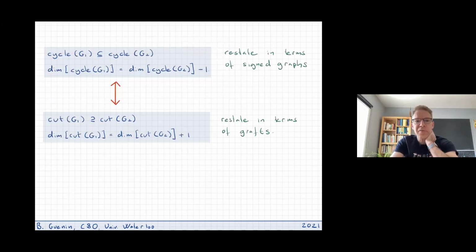All right, so now we have somehow those two conditions here, right? So we looked at cycles of G1 containing cycles of G2, and the dimensions differ by 1, or the cuts of G1 contain the cuts of G2, and again, the dimension differs by 1. They're not very natural conditions to look at. So I'd like to rephrase this condition on cycles in a condition that involves signed graphs. And I'd like to restate this condition on cuts in terms of graphs, right?